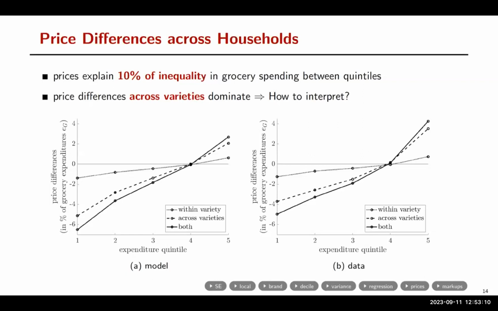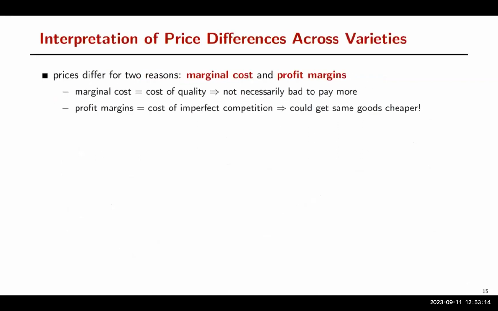To make sense of these price differences across varieties, I think it's important to understand whether these price differences are driven by differences in marginal cost or differences in profit margins. Differences in marginal cost, there's nothing you can do about it, right? You want a high quality apple, it's more costly to produce this high quality apple. If you want that apple, you will have to pay a higher price.